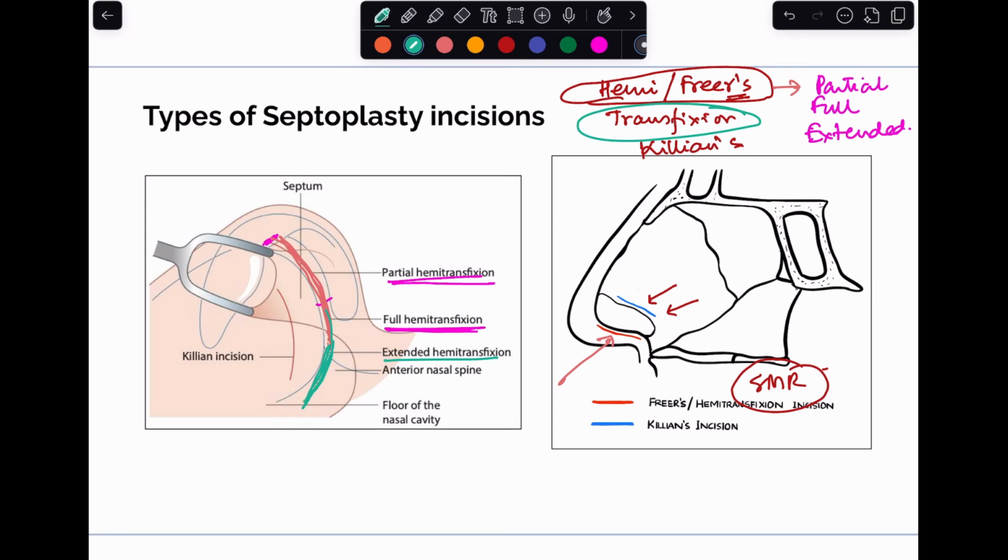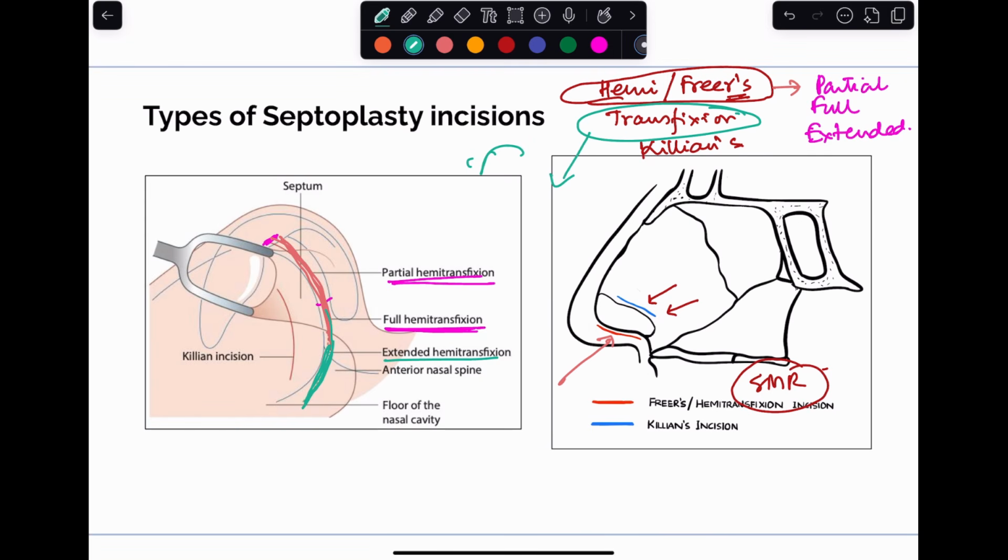Then we also have a transfixion incision, which is basically the same incision as the Freer's incision that we were talking about, but here the incision is made on both sides of the caudal septum, separating it from the columella. This incision is typically used for septorhinoplasty and in caudal dislocation. So these are the three different incisions that you need to know.